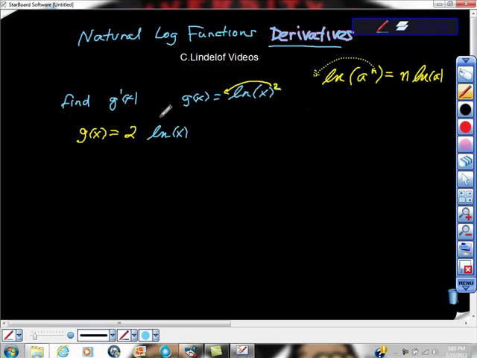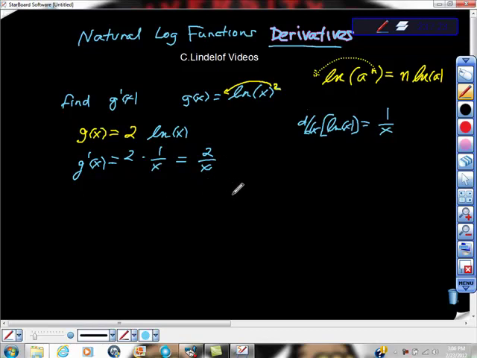And the way we differentiate ln of x is that d dx of ln of x is equal to 1 over x. So that's all I'm going to do here. I'm just going to differentiate this. So g prime at x is equal to 2 times 1 over x, which is 2 over x. And there's our derivative function right here.